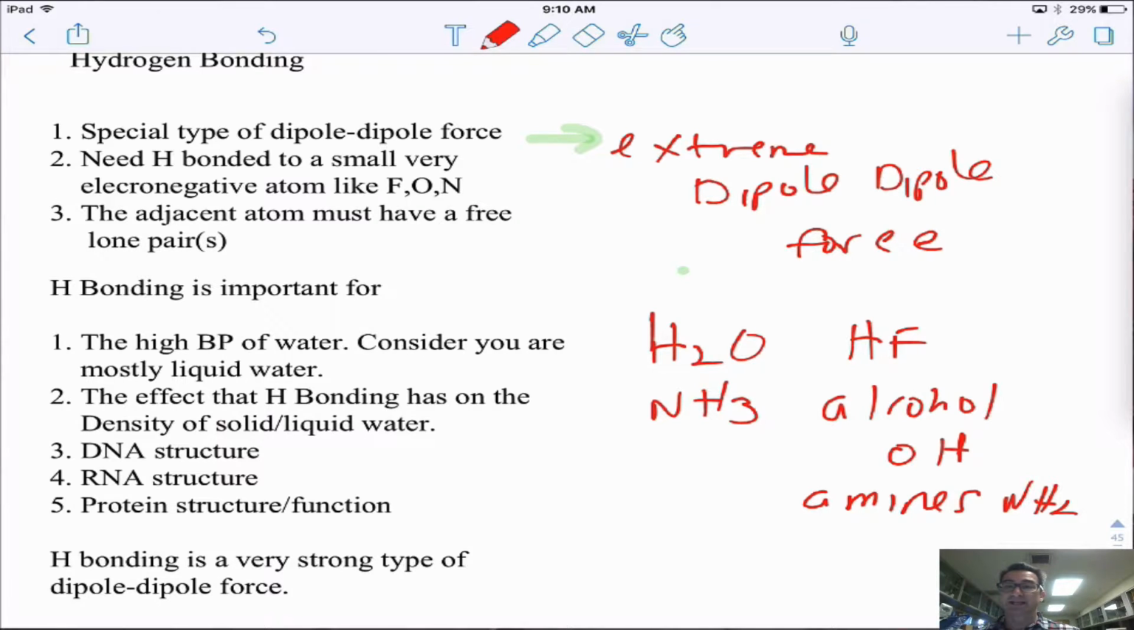We look at DNA structure. The idea of this base pairing, A pairing with T, C pairing with G in a DNA double helix, comes from hydrogen bonding. Look at protein structure, secondary protein structure, how the protein folds has a lot to do with hydrogen bonding. So again, hydrogen bonding is just a very strong form of a dipole-dipole.